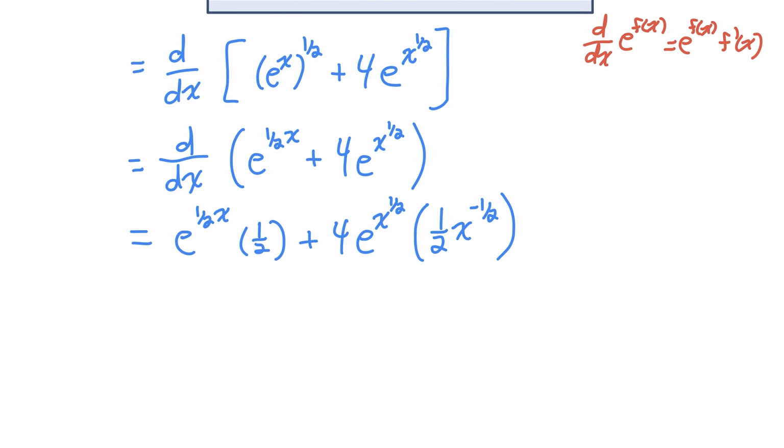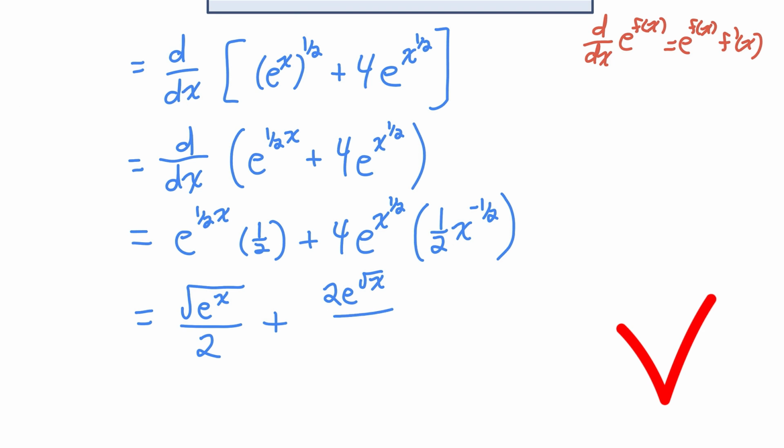And then let me simplify this a bit. I could rewrite this term back to where it came from, which was the square root of e to the x. That's being multiplied by a half, so I'll divide it by 2. Then when I simplify this term, 4 times a half is 2. I'll take this power of x to the denominator, and this will leave me with 2 e to the root x divided by root x.